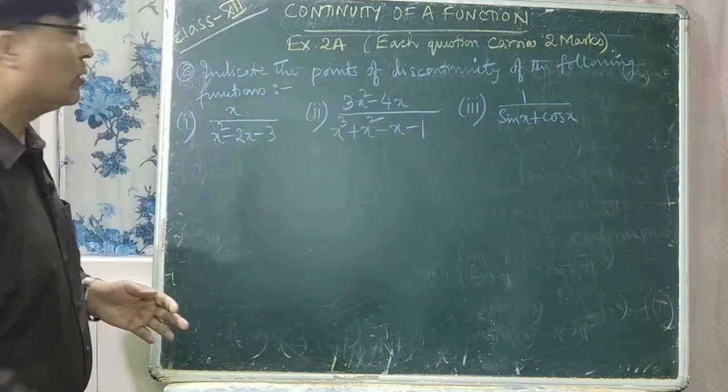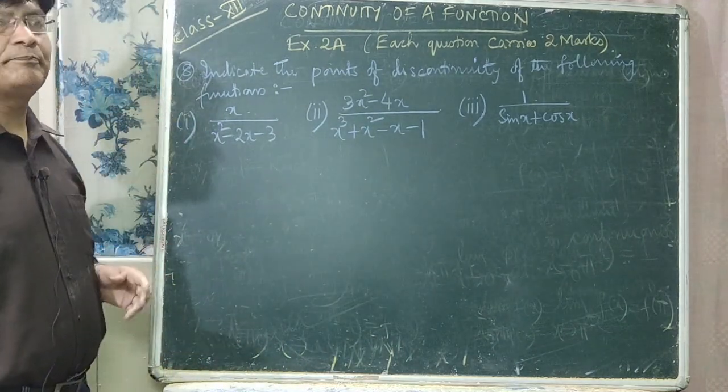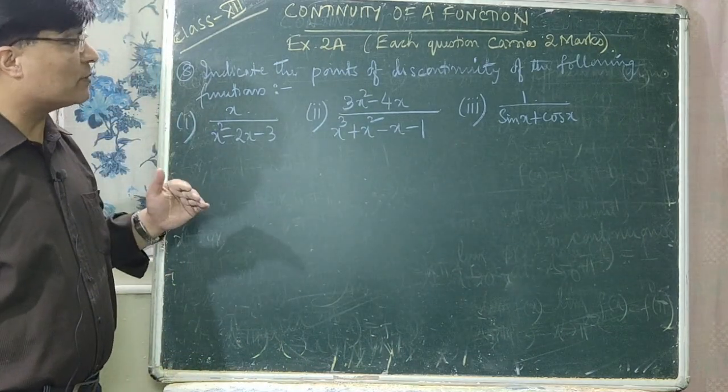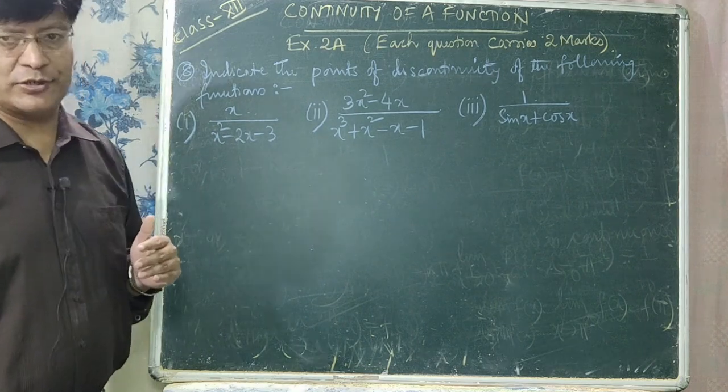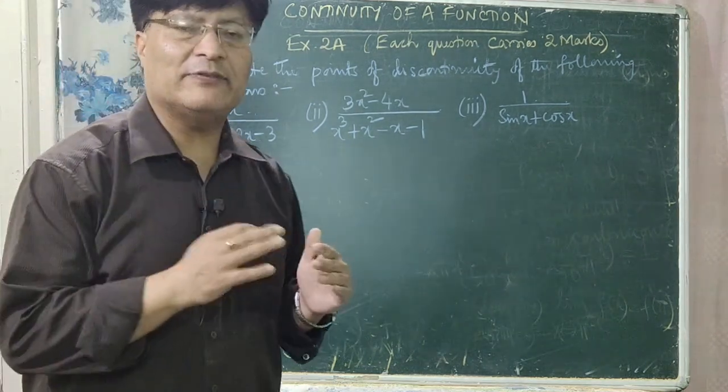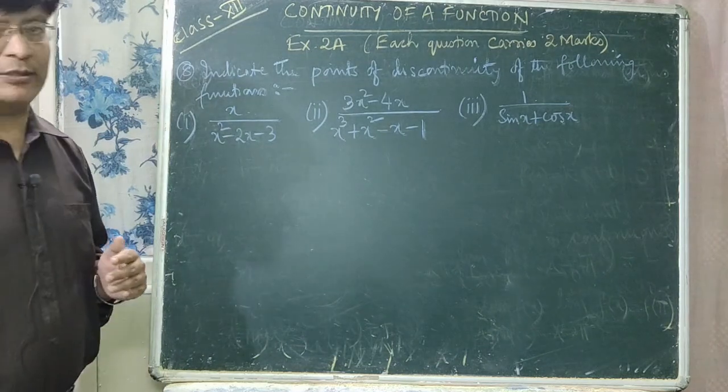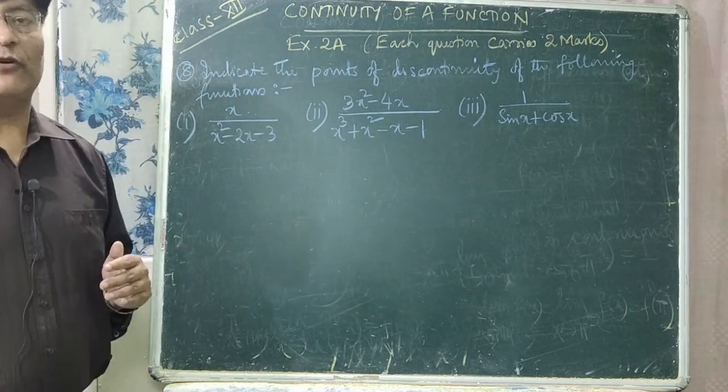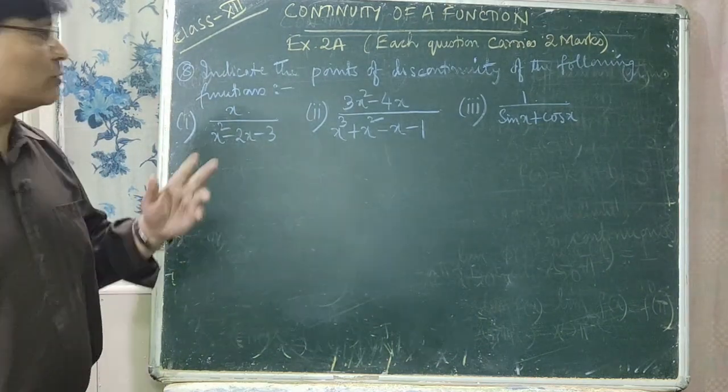So now we'll do the next question, that is question number 8. You have to indicate the points of discontinuity of the following functions. When is the given function discontinuous? At which point is the given function discontinuous? You have to check it.